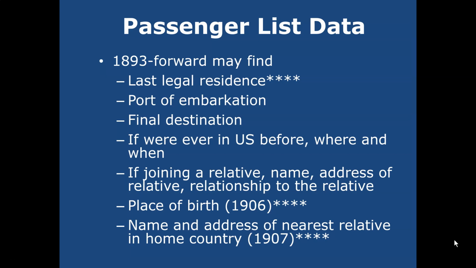From 1893 forward, we find even better information. One of the most important pieces of information is the place of last legal residence, so you know where they're from in the foreign country. The port of embarkation, where they started their journey, their final destination, if they were ever in the U.S. before, where and when. If you're joining a relative, the name, address, and relationship to the relative. Their place of birth is noted beginning in 1906, and beginning in 1907, the name and address of the nearest relative in their home country.